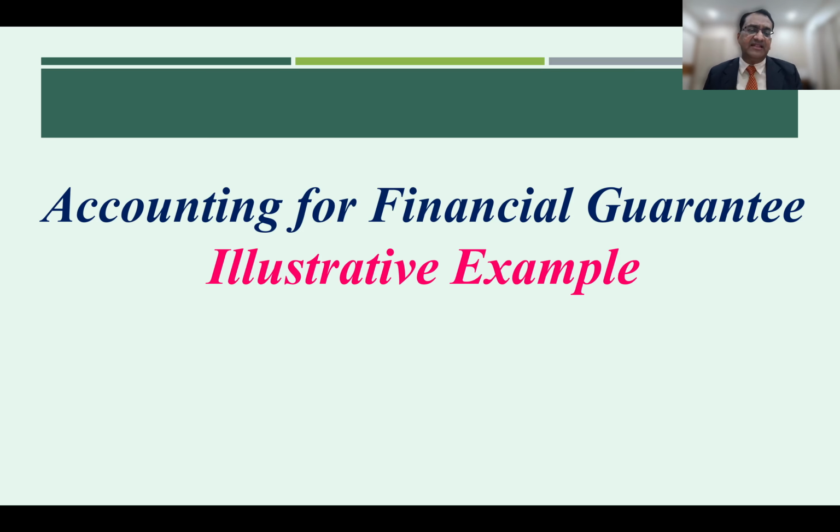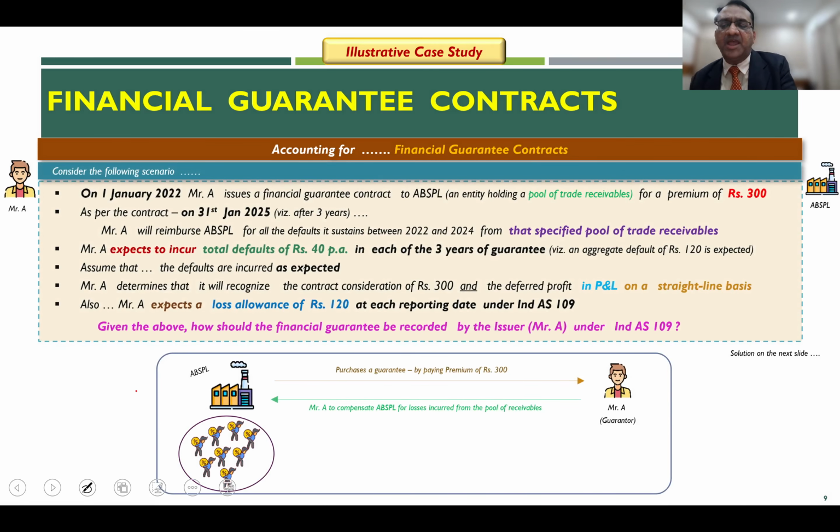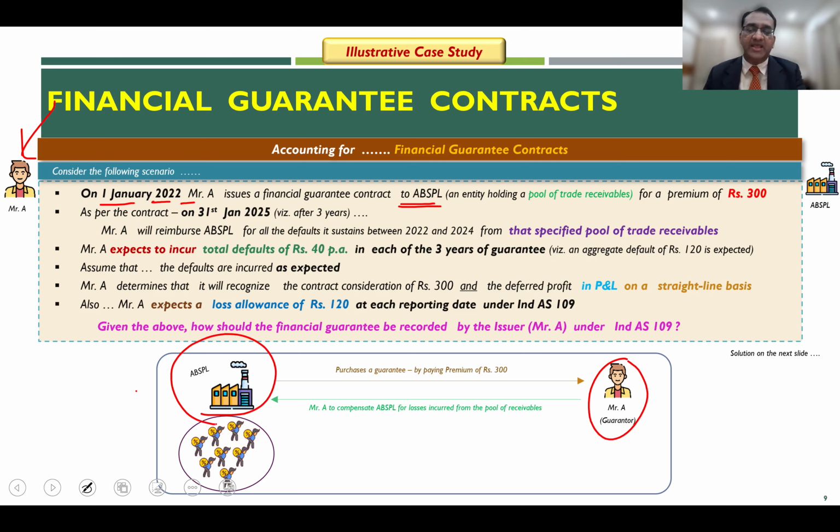So let us see the case study. In this case, similar to what I just mentioned, we have a scenario that on 1st of January 2022, Mr. A has issued a financial guarantee contract to ABSPL. So A is the guarantor. It has issued a guarantee to ABSPL. So he is the guarantor. The facts have changed in this particular case study.